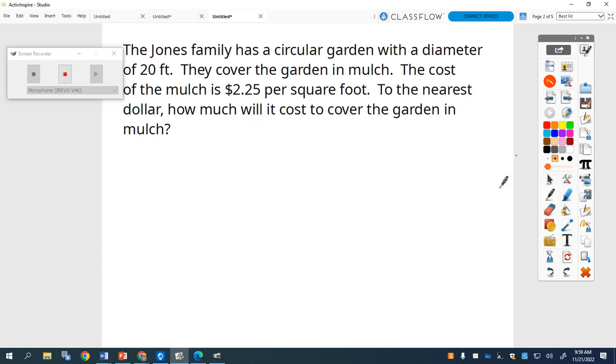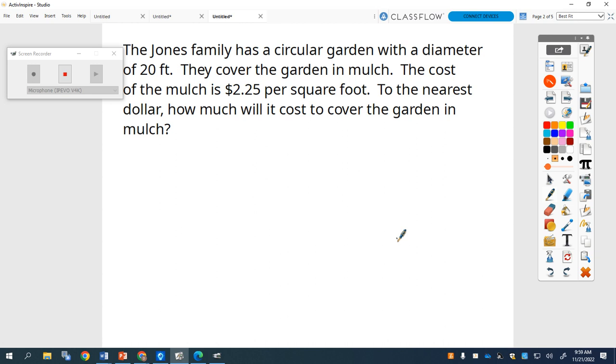Next question. A lot of questions on this problem. So, the Jones family has a circular garden with a diameter of 20 feet. They cover the garden in mulch. And if you know what mulch is, it's like a mossy kind of thing, and it helps the soil, just to let you know. The cost of mulch is $2.25 per square foot. To the nearest dollar, how much will it cost to cover the garden in mulch?